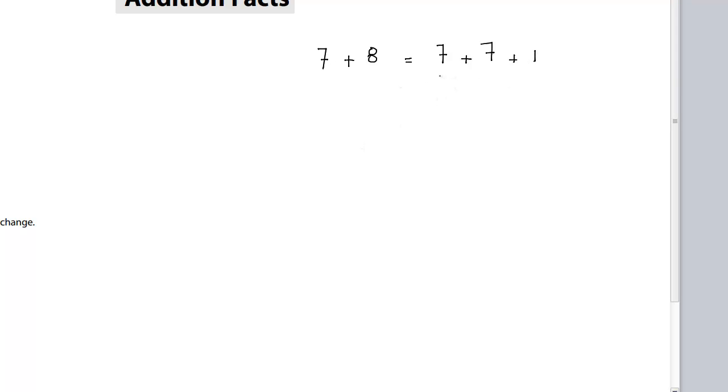Why am I doing that? Because I know 7 and 7 is an easy number. This is a double of 7. Double of 7, 2 times 7 equals 14. 14 and 1 equals 15. And I reach my goal.